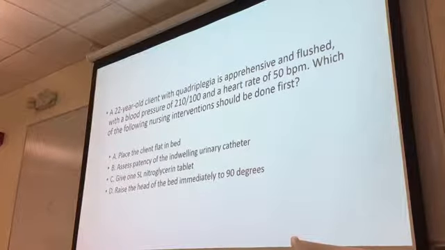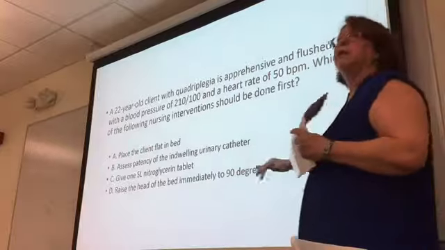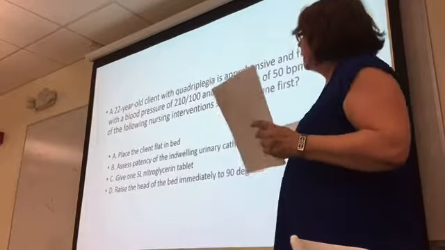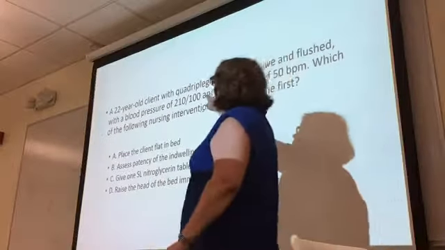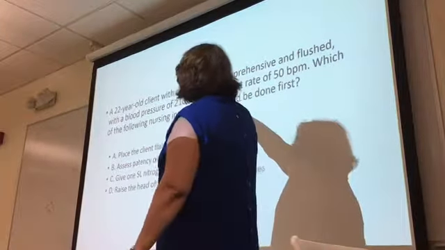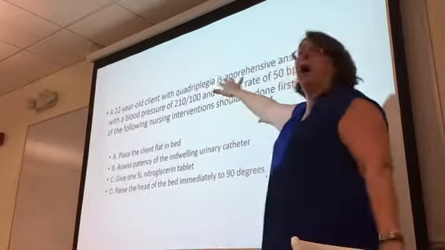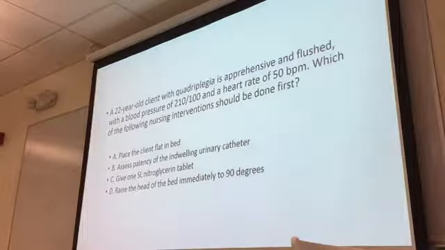A 22-year-old client with quadriplegia is apprehensive and flushed with a blood pressure of 210/100, heart rate of 50. Which of the following nursing interventions should be done first? We're going to raise the head of the bed. I said I could go up as high as 300, but again, 200 is still pretty high. That's a high blood pressure, probably in autonomic dysreflexia. The first thing we want to do is get the pressure off of the head. So we're always going to raise the head of the bed.